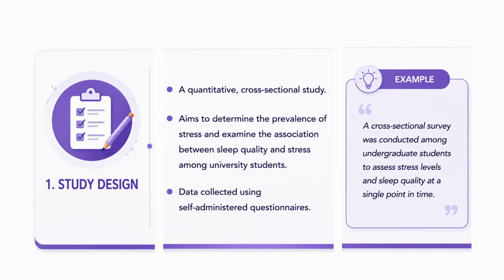Example: a cross-sectional survey will be conducted among undergraduate students to assess stress levels and sleep quality at a single point in time. Okay, there is a small mistake in this slide. You have to write it as, a cross-sectional survey will be conducted. So, in a proposal, everything will be in future tense.